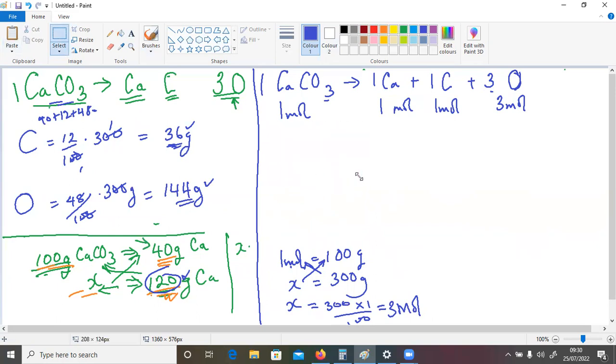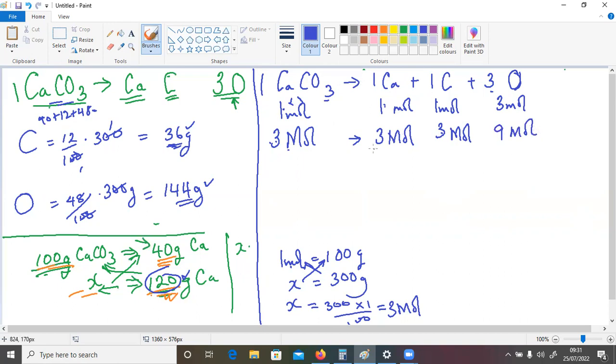So if it is 3 moles, I'm no longer dealing with 1 mole, I'm dealing with 3 moles of calcium carbonate. So how many moles of calcium is it going to produce? 3 moles of calcium. How many moles of carbon? 3 moles of carbon. This one was multiplied by 3 to get 3, so I'm multiplying this one by 3 to get 3, and this one by 3 to get 9 moles of oxygen.